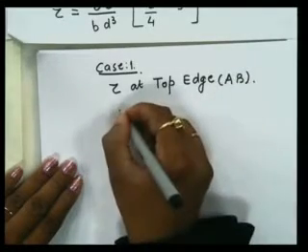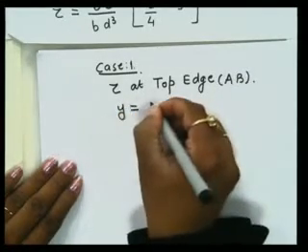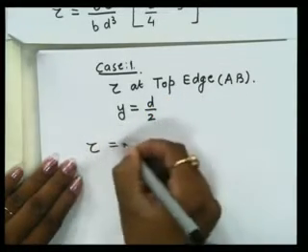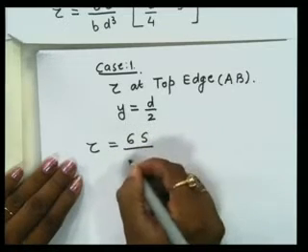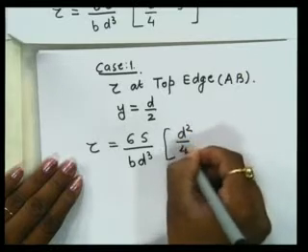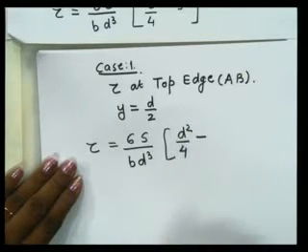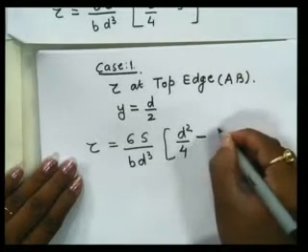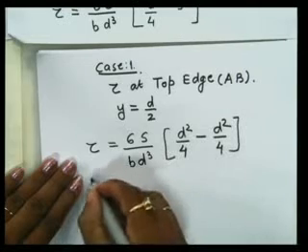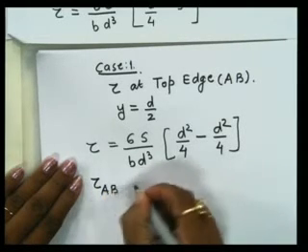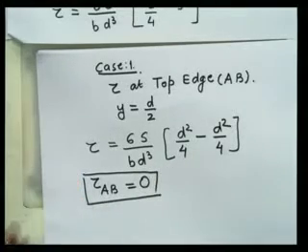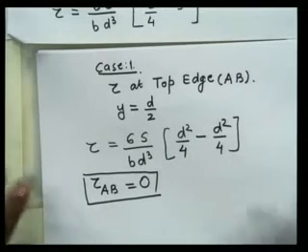So at top edge, y value is equal to what? d by 2. So we'll substitute in our equation tau equal to 6S upon b d cube into d square by 4 minus y square, where y is d by 2, so y square will be d square by 4. So we get the value of tau at top edge AB equal to 0.